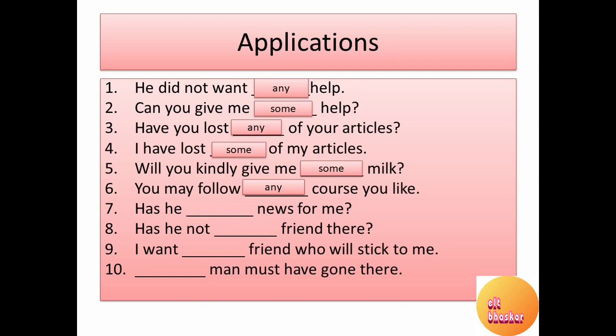Now come to statement number 7. Has he any or some news for me? Okay, we can use here any and some both, right? Why? Because depending on the situation, depending on the context, the answer could be yes or no, positive or negative both, and therefore we can use any and some. Okay, has he not any friend there? As we know, if we expect the answer to be negative, then we will use any. So that's why we have used it.